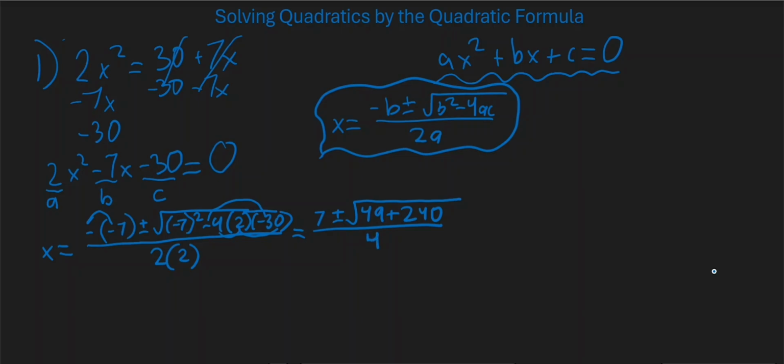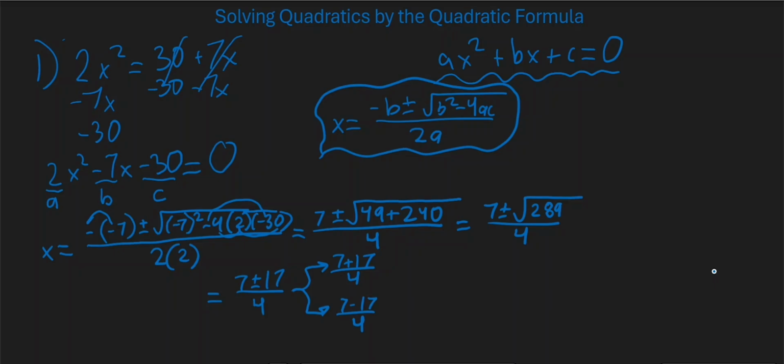All right, and that becomes 7 plus or minus the square root of 49 plus 240, which gives you 289. And at the bottom we have a 4. Okay. Now we know that the square root of 289 would be 17, so I'll put that right here. That's 7 plus or minus 17 divided by 4. Once you get to this step, you then can break it up into two different solutions. Since this cannot be further simplified, break it up into 7 plus 17 divided by 4, or we have the minus version of it, which would be 7 minus 17 divided by 4.